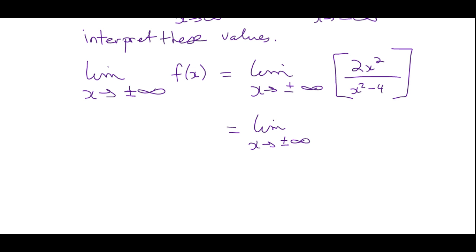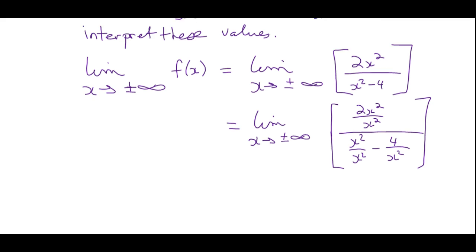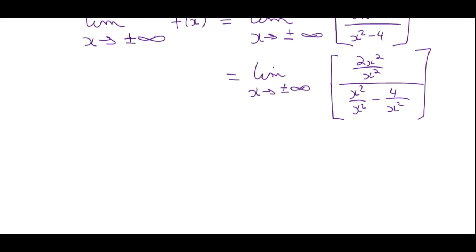and that's why I can use plus or minus infinity, right? We got x squareds here. Okay, so we get 2x squared over x squared, over x squared over x squared minus 4 over x squared. Okay, so now we divide out, simplify, limit, and what do we got? We got 2 over 1 minus 4 over x squared.